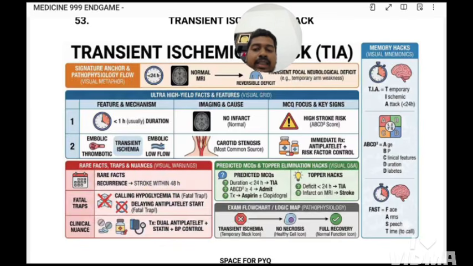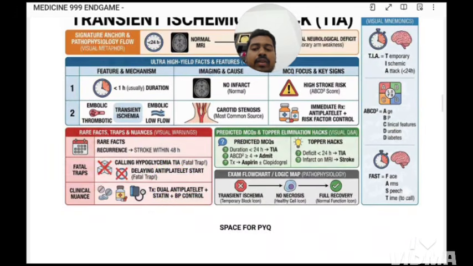Next, hypoglycemia is not TIA. Hypoglycemia also can occur with similar symptoms, but it is not TIA. You should start antiplatelets immediately along with a statin, dual antiplatelet. That is, you go for aspirin along with clopidogrel, and then you give atorvastatin. This is the combination. Now, an ABCD2 score of more than 4 is a criterion for admission.